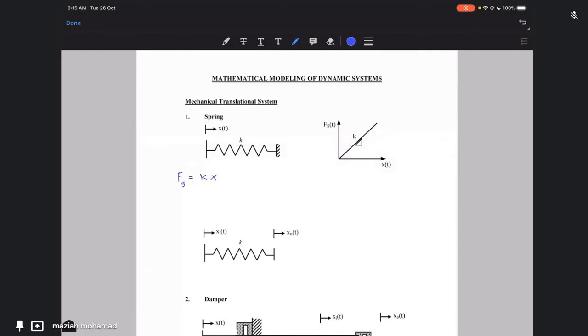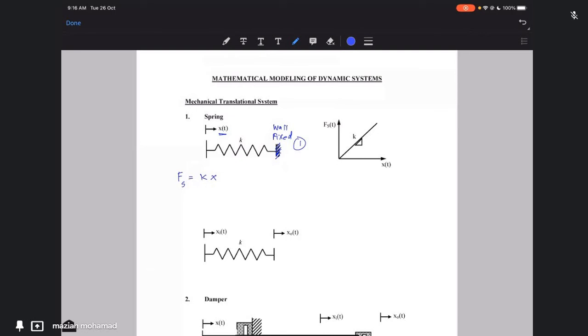For the spring, we have two conditions. For the first one here, you can see that one end of the spring is fixed. There's a wall there, fixed. And on the other end, the spring will displace by x displacement. Therefore the equation is Fs equal to Kx because the displacement is only at one end.